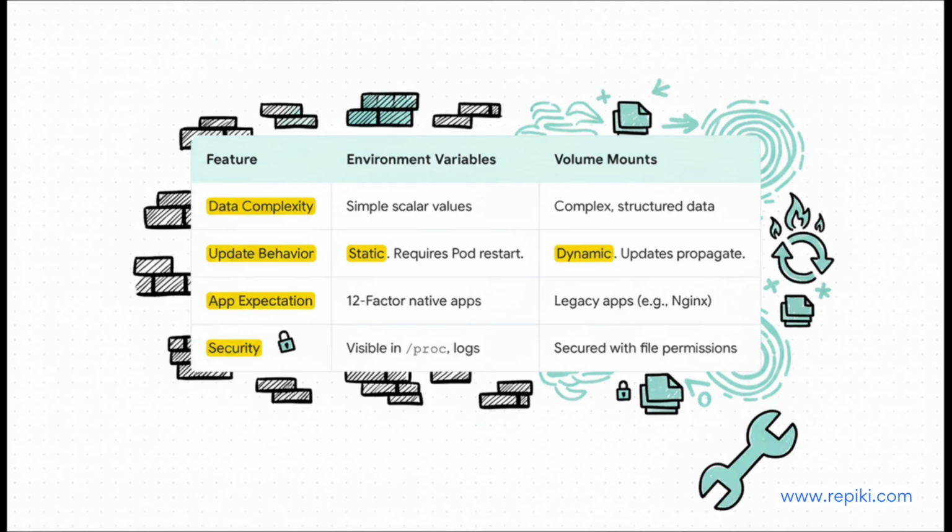They're designed for whole files, like a big, complex nginx.conf file. And, crucially, they are dynamic. If you update the config map, the file inside the pod eventually gets updated too, which allows for cool things like hot reloading your config.